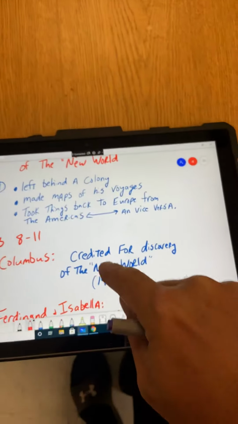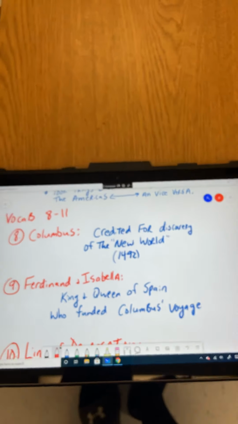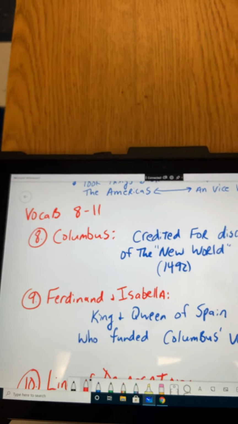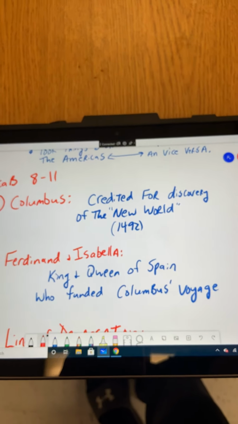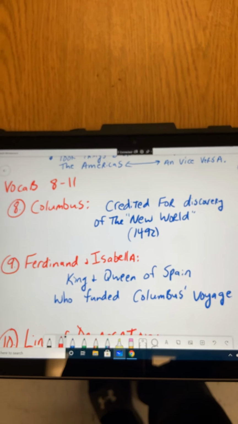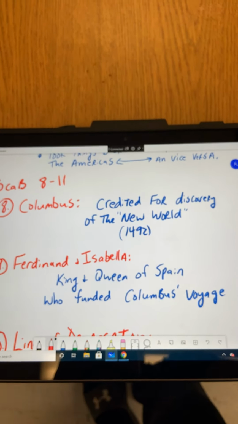Now, our next vocabulary words are two very important people. This is Ferdinand and Isabella. They were the king and queen of Spain, and they funded Columbus's voyage. You can pause me at any time and copy that down, but let's talk about it a second.